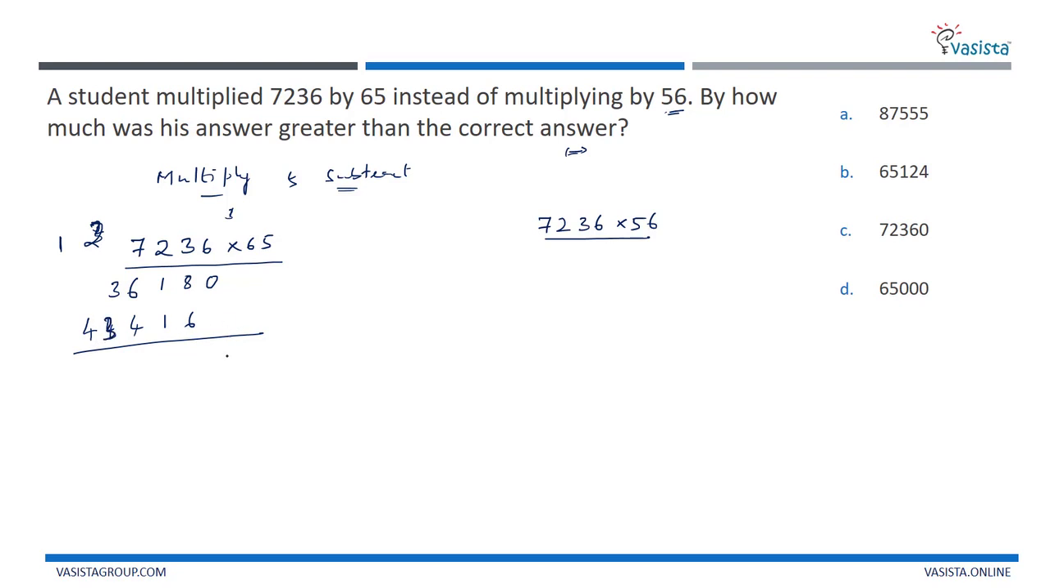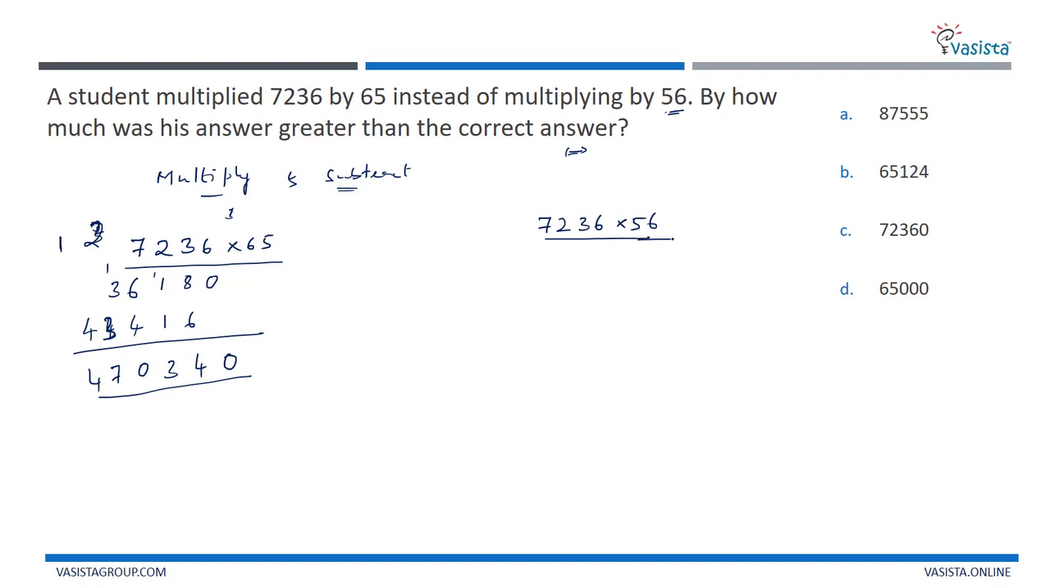Now add this. 0. 8 plus 6 is 14, 1 carry. 1 plus 1 plus 1 is 3. 6 plus 4 is 10, 0, 1 carry. 3 plus 3 is 6 plus 1 is 7. So this will become 470,340.